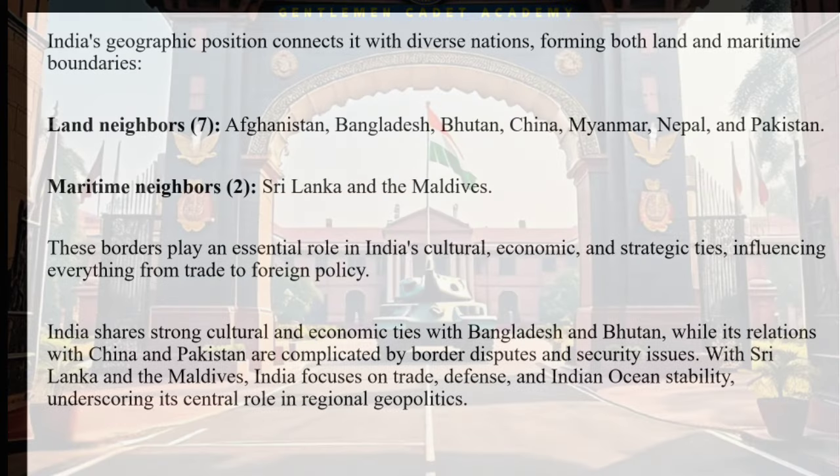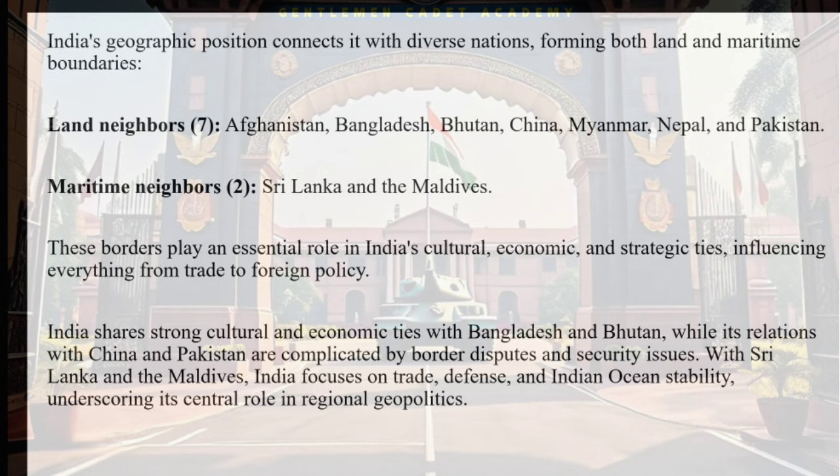So starting with the basic information, India shares land border with 7 countries, that is Afghanistan, Bangladesh, Bhutan, China, Pakistan, Nepal and Myanmar. And additionally, we have 2 more maritime neighbors in the Indian Ocean with Sri Lanka to the southeast and Maldives to the southwest. This geographic diversity shapes India's regional interactions and also plays a crucial role in its foreign and defense policies.